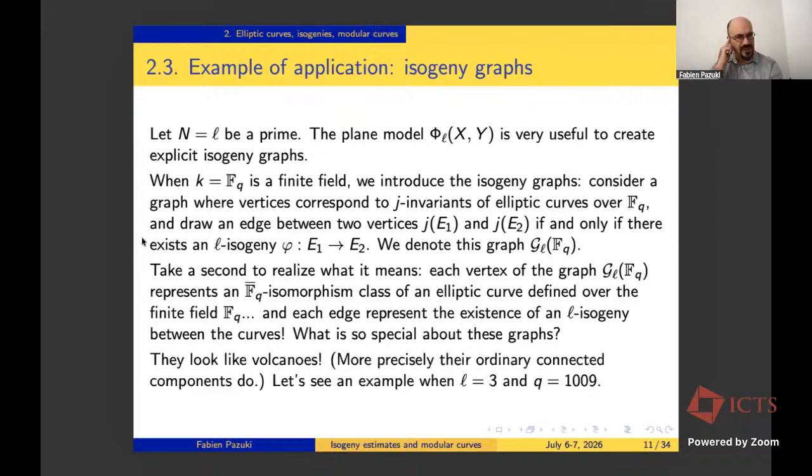So these graphs, they look like volcanoes. So what do I mean by this? This is now the official name for their connected components. So in characteristic P, you have essentially 2 behaviors for elliptic curves. Most elliptic curves are ordinary. This is why we call them ordinary. They are essentially 90% of the elliptic curves in characteristic P. They are ordinary, so their endomorphism structure is a CM structure.